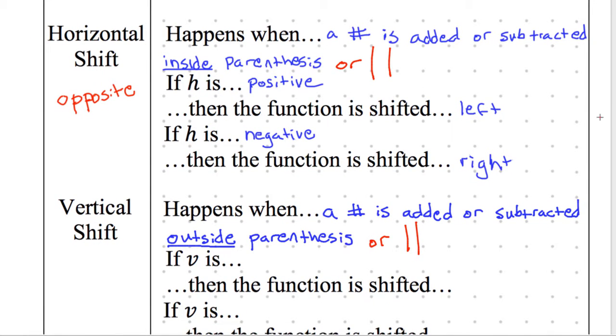All right, and we're going to continue on like we've been doing. So if v is positive, then the function is shifted. Quiet raised hand, up, down, left, or right. James?